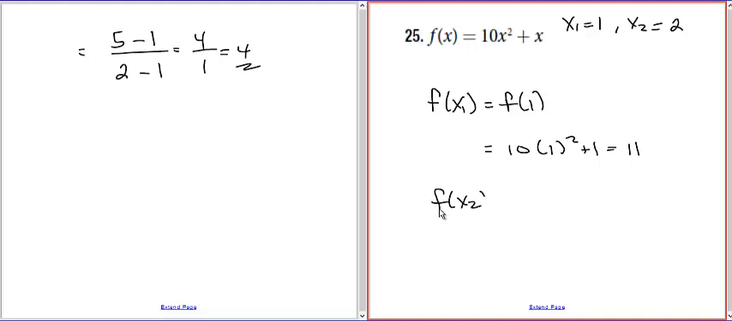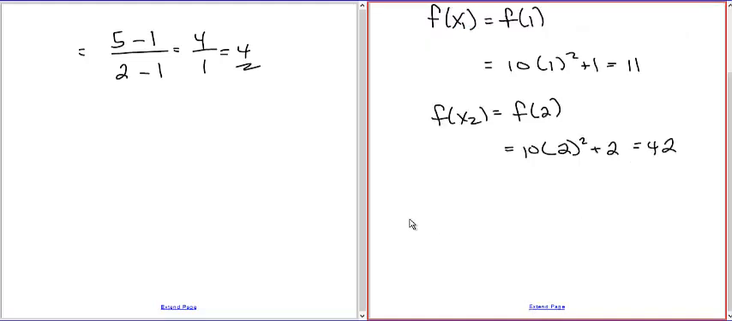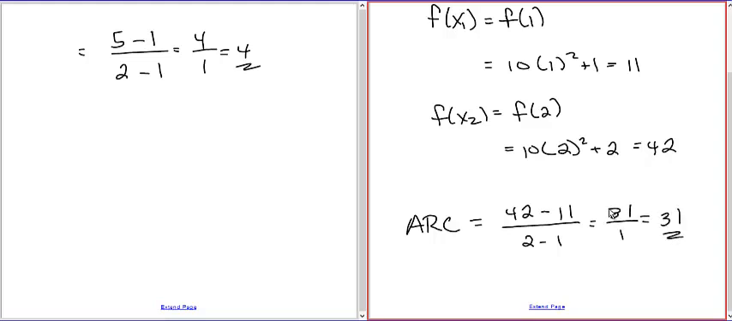f of x2 is f of 2. So that's 10 times 2 squared plus 2. And that's 10 times 4. That's 40 plus 2 is 42. So the average rate of change is f of x2, which is 42, minus f of x1, which is 11, divided by x2 minus x1, so you get 42 minus 11, which is 31, over 1, which is 31. So that's a much higher average rate of change.